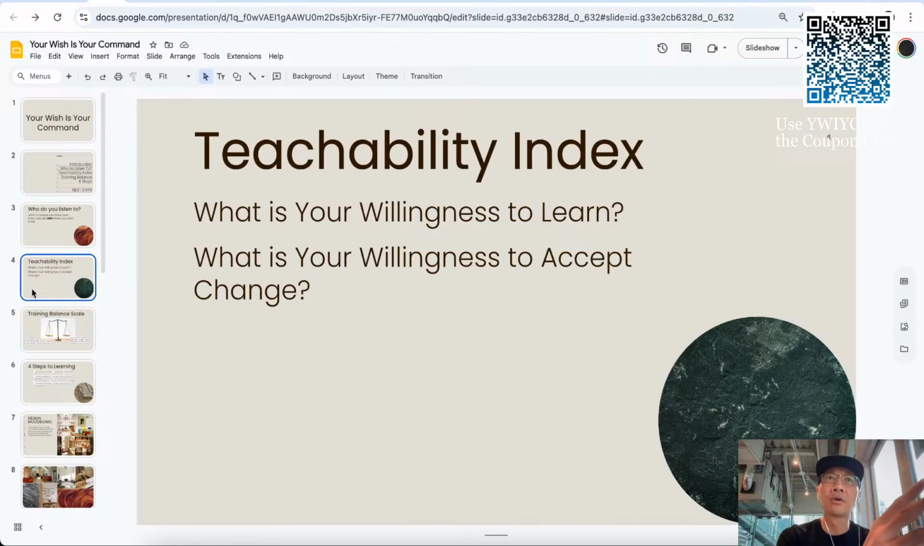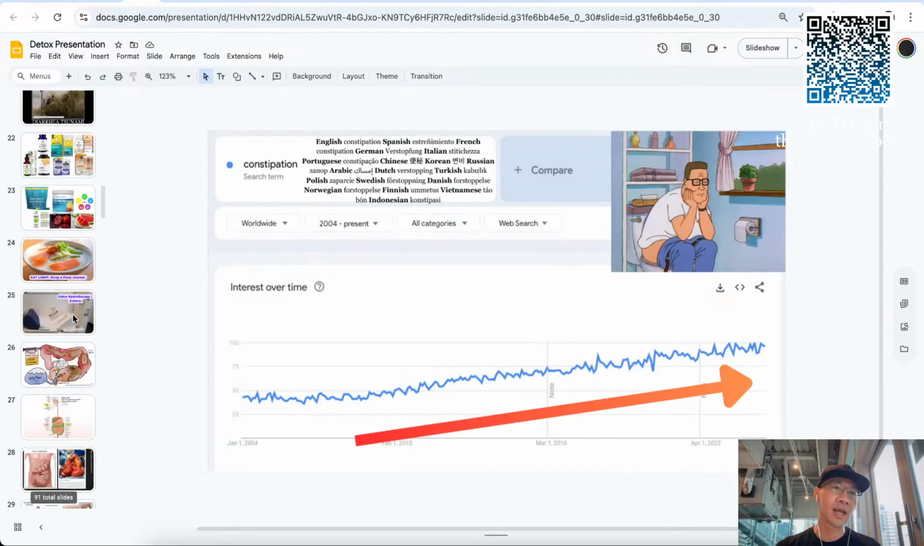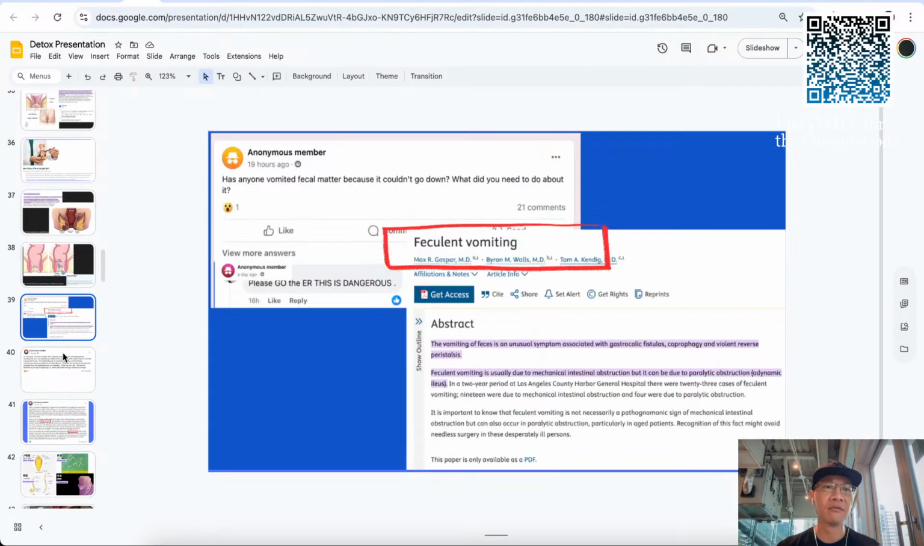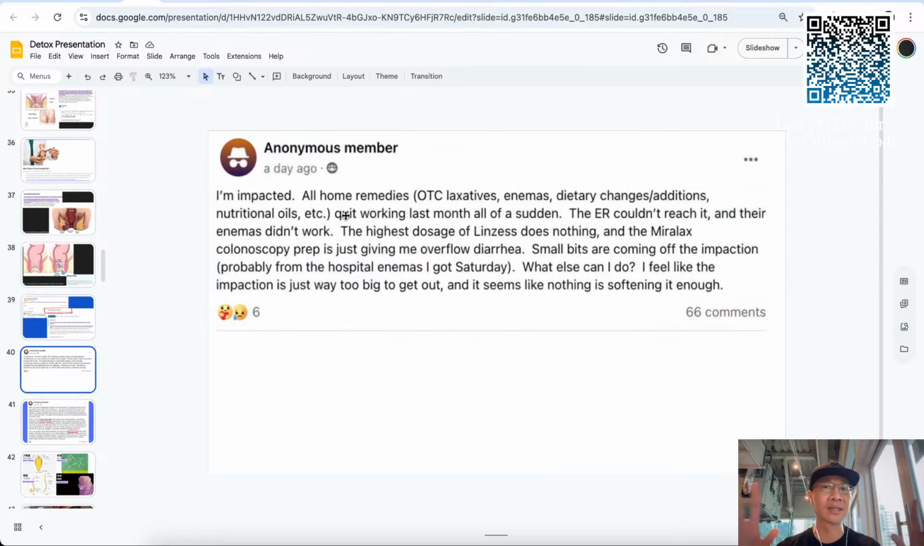Because prior to doing all that, all I knew was I'm chronically constipated, so I'm going to go to the pharmacist and pick up some laxatives. They will work in the short term. But what happens? They stop working. They stop working. Not just for me. Many people out there have the same exact struggles.